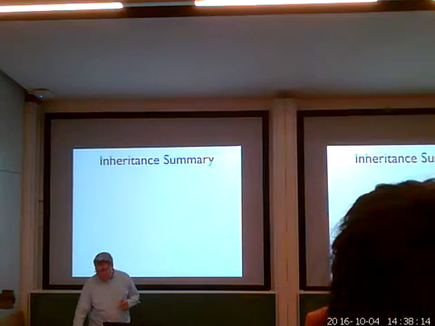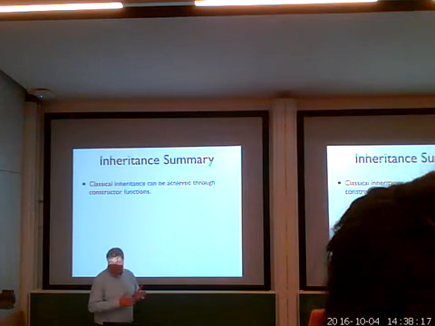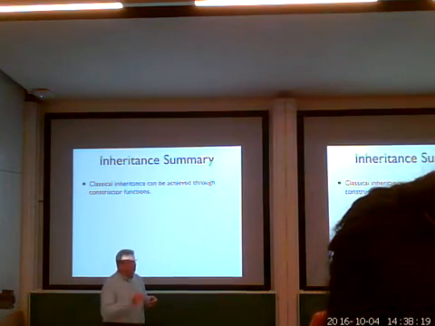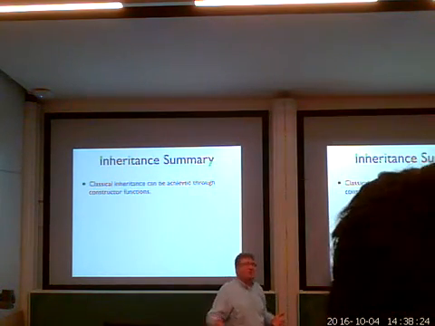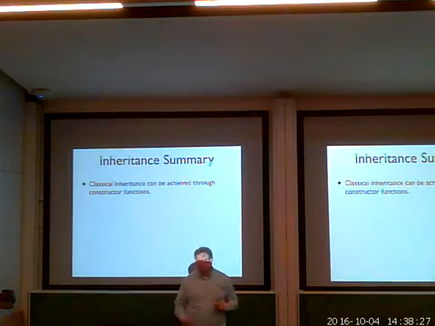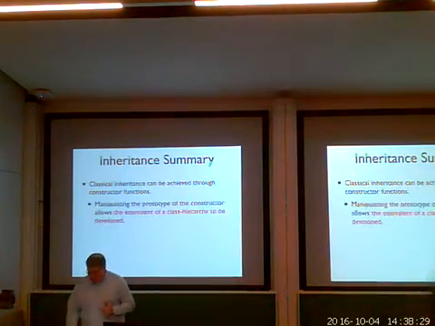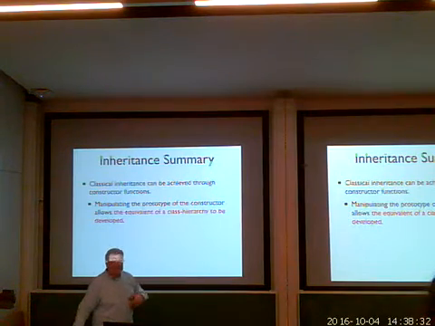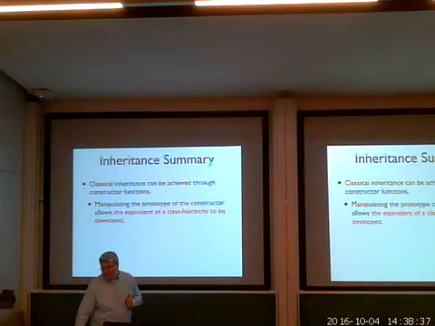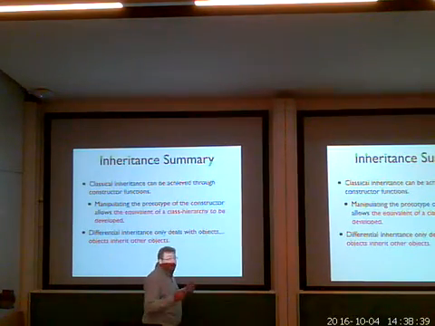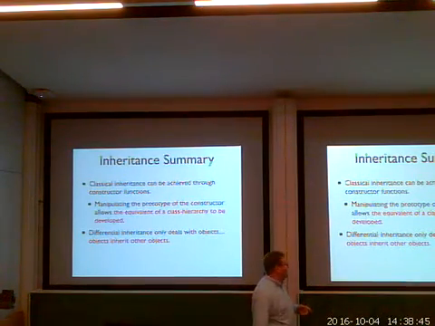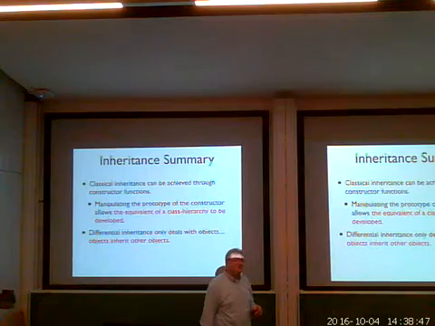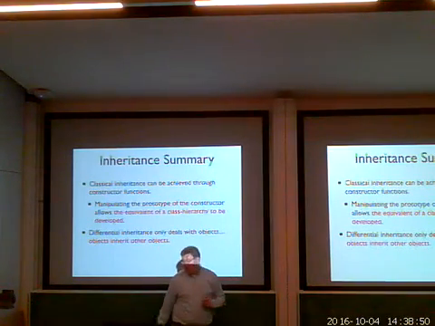Okay. So in summary, for the inheritance bit, if you want to do classical inheritance, the kind of thing that you do in Java, but not quite the same because you haven't got classes, then you do it through constructor functions and manipulating the prototype chain, and that enables you to essentially get the equivalent of a class hierarchy. But differential inheritance is much simpler because you don't have constructors, you don't have to use the new keyword, you just create objects, and then you make objects build on other objects, and inherit from other objects.